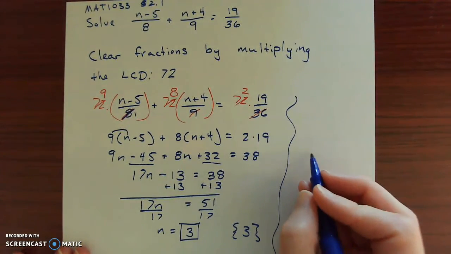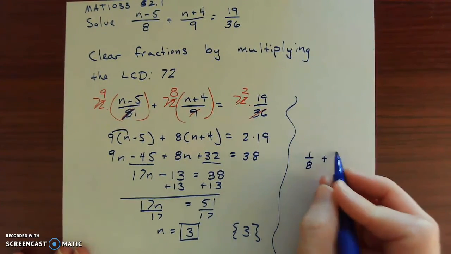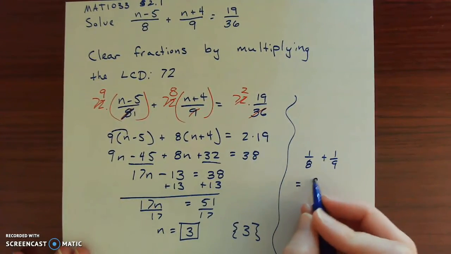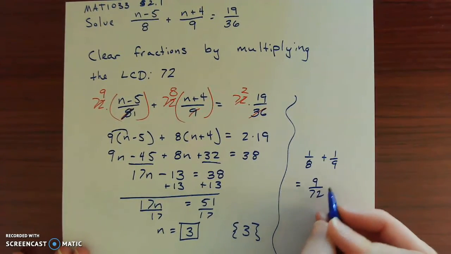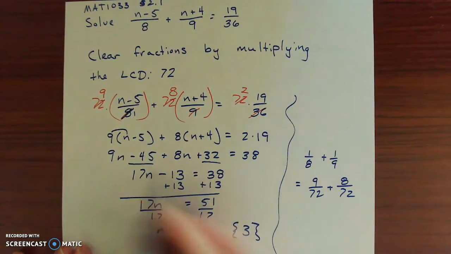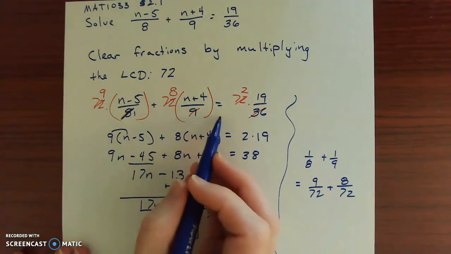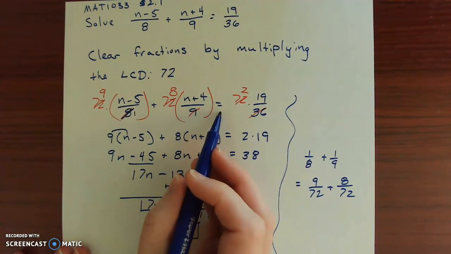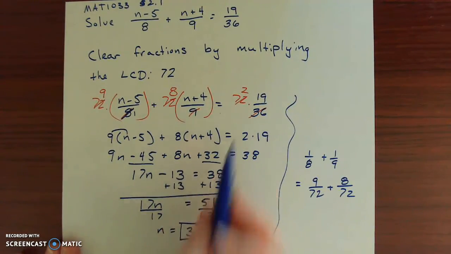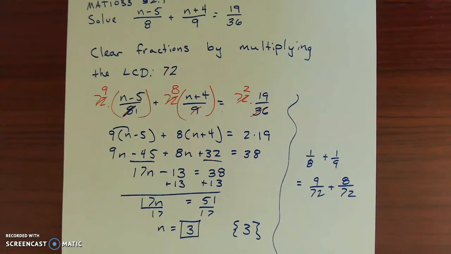If I had 1/8 plus 1/9, I can't just say, oh, I'm going to multiply by 72 because I don't like fractions, right? I would need to get a common denominator here. But I don't need to do that with equations because it's an equation with an equal sign. I can multiply by whatever I want as long as I multiply by the same thing on both sides.